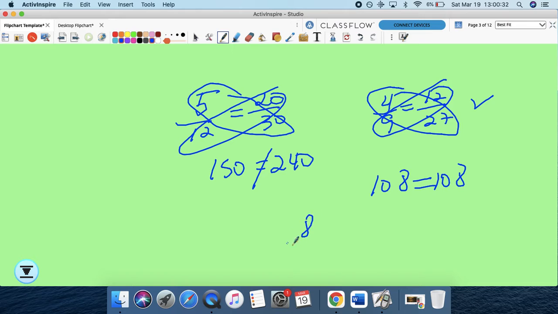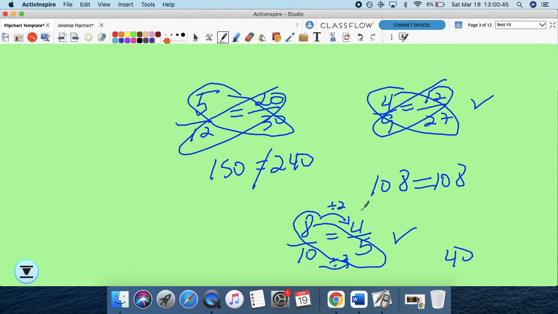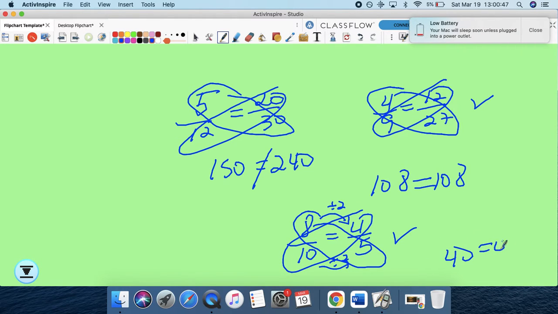The last one, 8 over 10 and 4/5, are those proportional? Oh, if you think about it, look. Divided by 2, divided by 2. So this is also proportional. If you cross multiply, you get 40. If you cross multiply that, you also get 40. So whichever way you choose to check if they're proportional, that is okay.